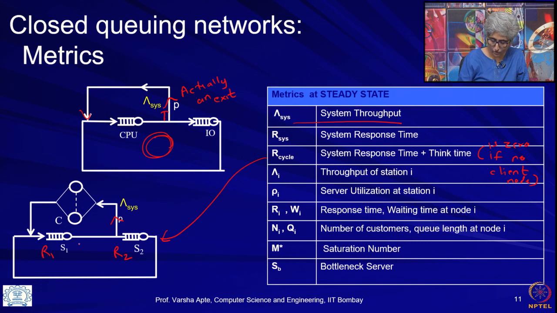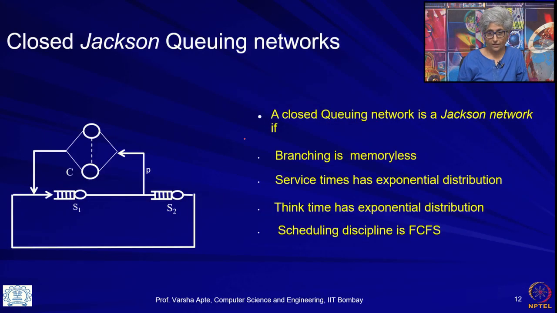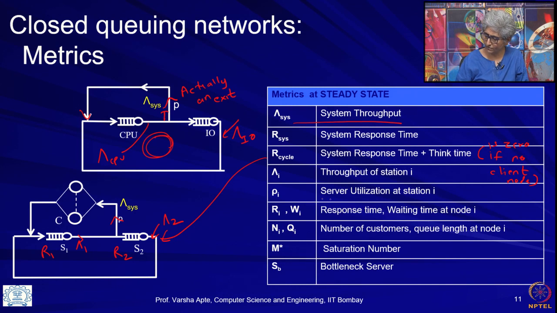Then again we have the individual throughputs of the stations. This is lambda 1 here, this is lambda 2 here, and same thing here. This is, you can say, lambda CPU, this is lambda IO. Then we have the server utilizations as usual. We have response times at each server, waiting time at each node and response time at each node, number of customers, queue length at each node. These are the same as the open queuing networks.